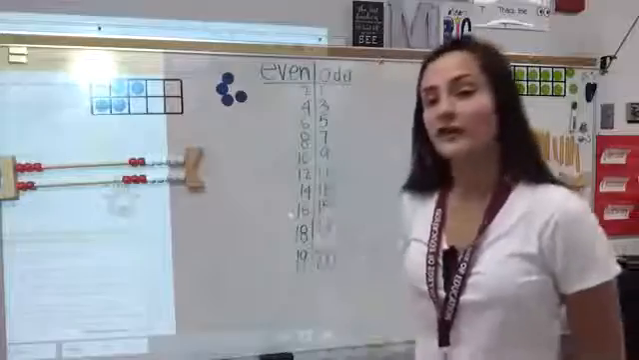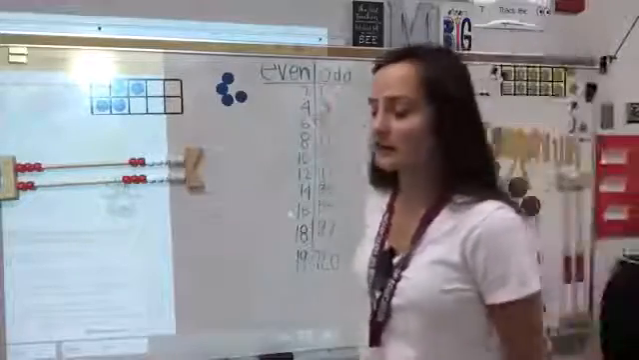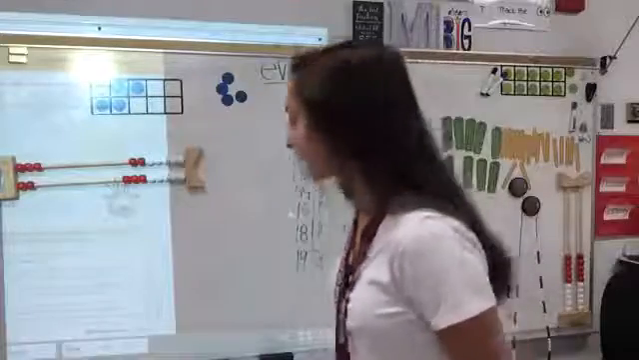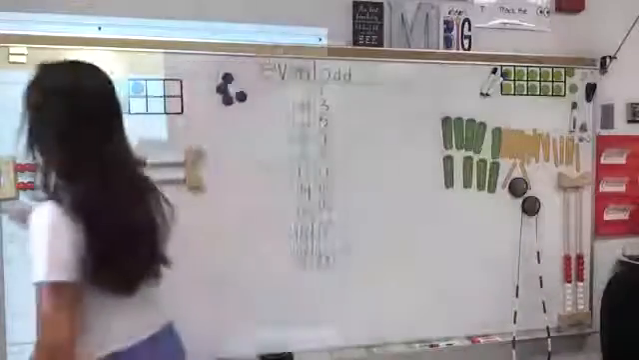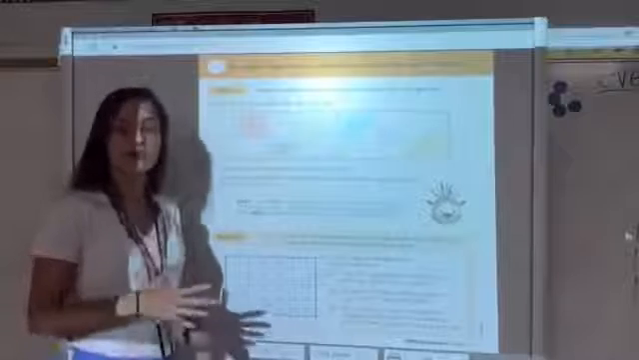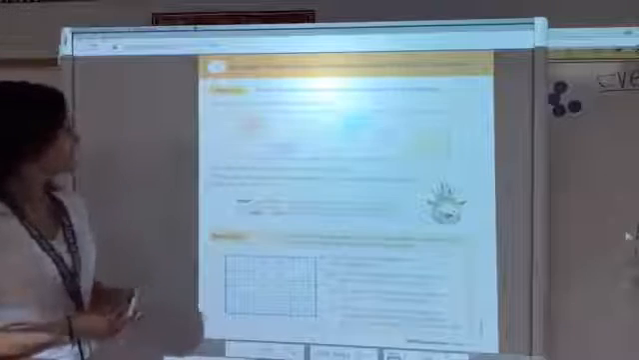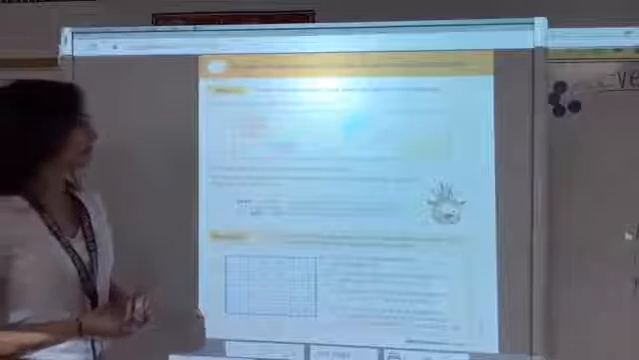Now that we have numbers 1 through 20 sorted from even to odd, I want you to get out your math book and turn to page 14. So on page 14, we're going to talk about this step-up problem, and then I'm going to have you work on the rest of the problems on your own. So the first part says, how would you describe the sorting? So let's look at this first box.